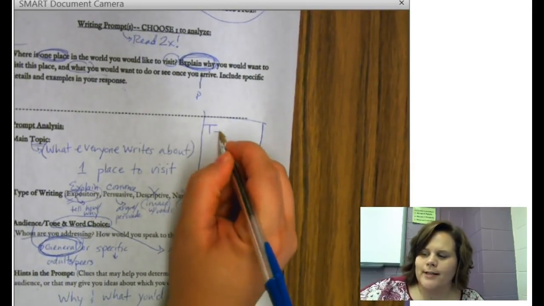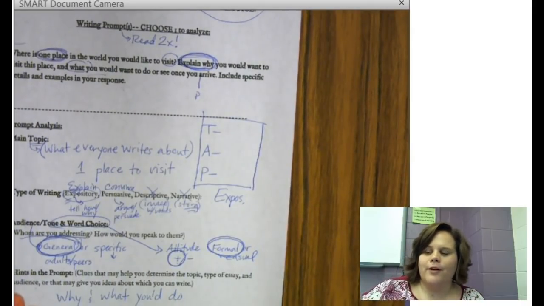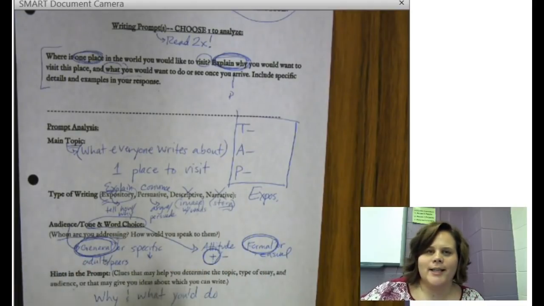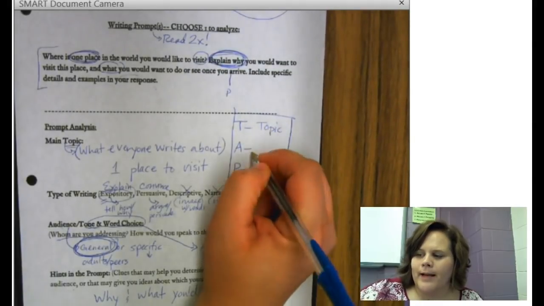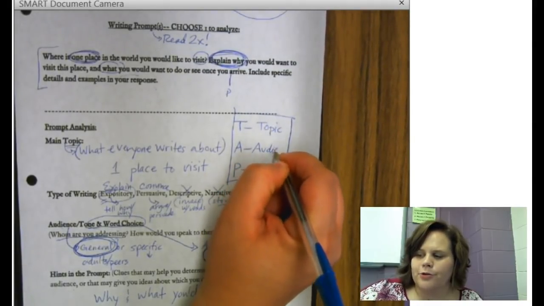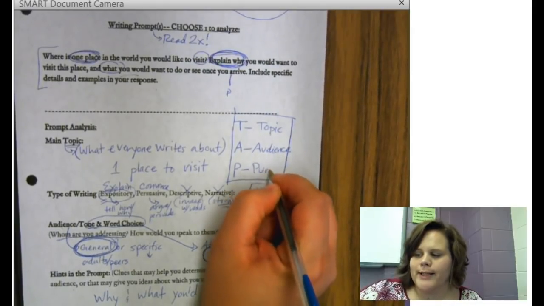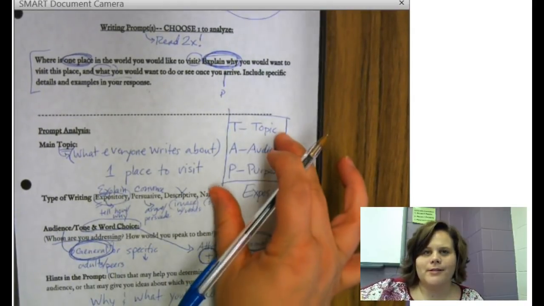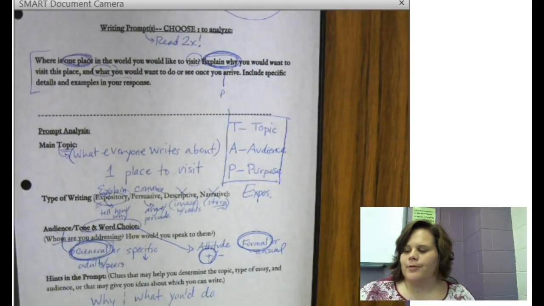I want you to write T-A-P. For each prompt that we do, if you can figure out the T, the A, and the P, you'll be on the right track. T is your topic. A is the audience, like who you're supposed to be writing for. And P is your purpose, what type of writing. You could literally just do this, and I'm totally fine with that as long as you've thought it through.